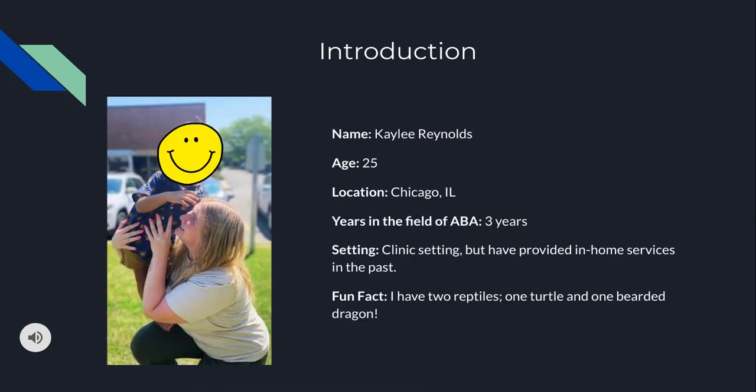A little bit about me. As I mentioned, my name is Kaylee. I am 25 years old. I live and work in the Chicagoland, Illinois area. I have been in the field of ABA for 3 years. I currently work as a registered behavior technician with kiddos on the autism spectrum between the ages of 2 and 6 years old. For my setting, I currently work in a clinic setting, but I have provided in-home services in the past. A fun fact about me is I have 2 reptiles. I have 1 turtle and 1 bearded dragon.